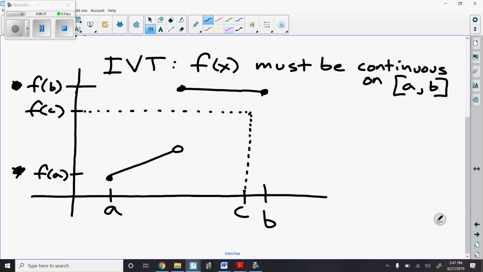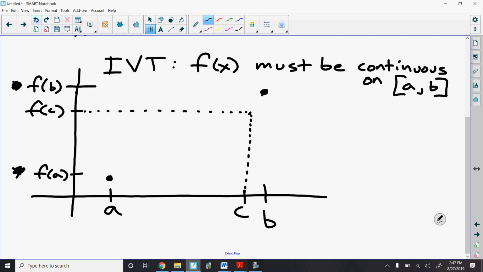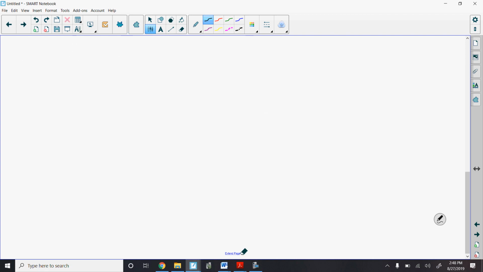Okay. So I'm going to go back here to our regular continuous function. Let's just undo. There we go. Okay. So here's how the calculus book defines the intermediate value theorem.